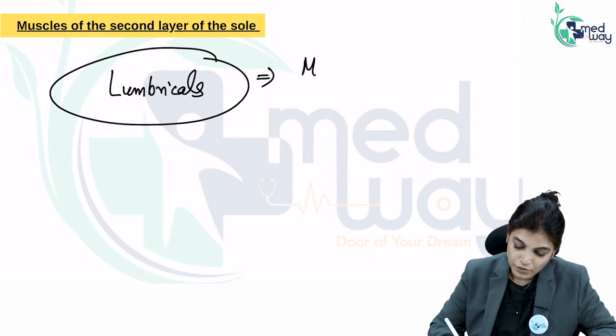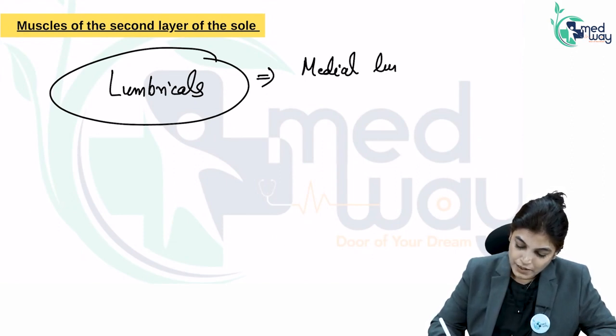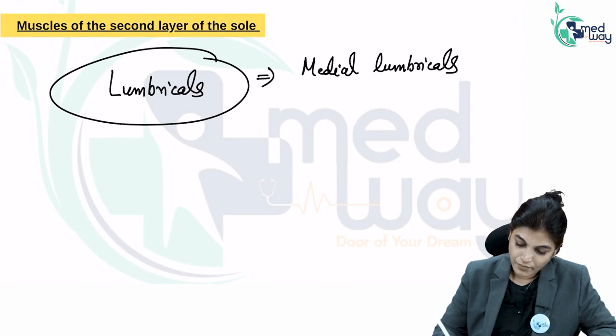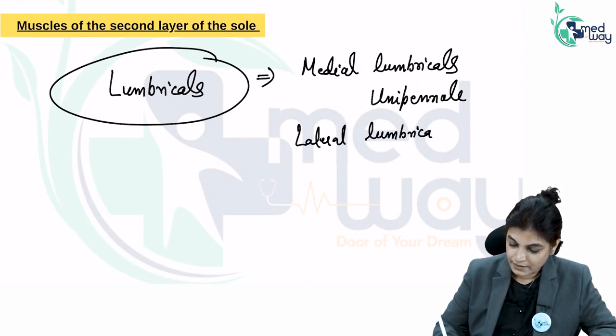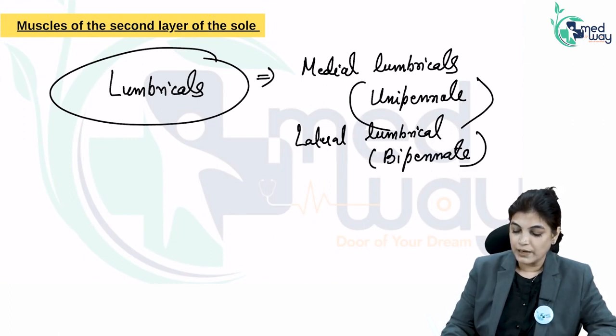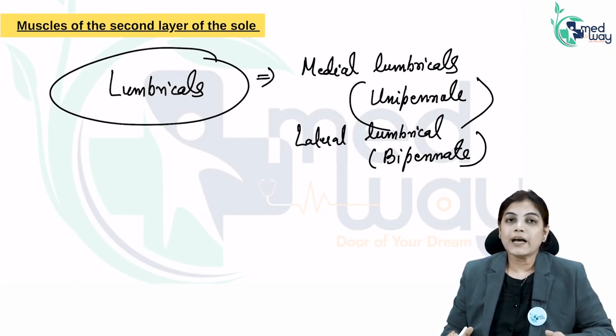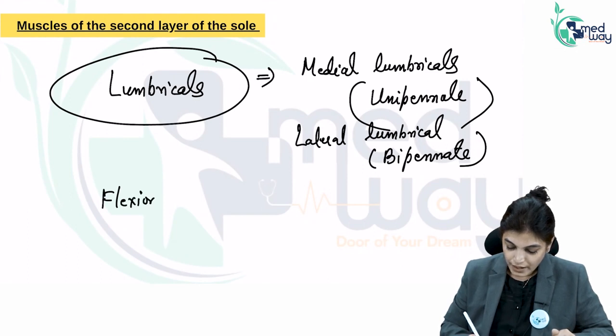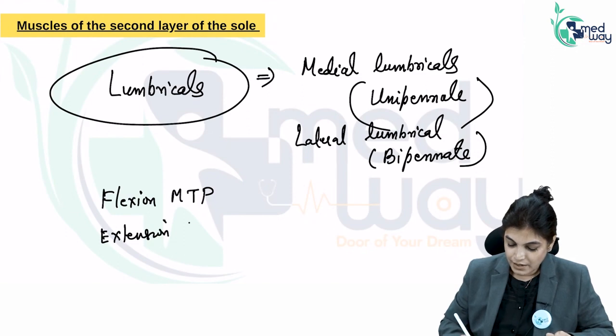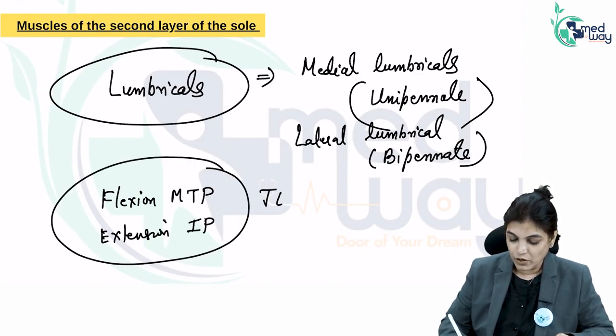the medial lumbricals are unipinnate and the lateral lumbricals will be bipinnate. Actually they are just similar to the muscles of the upper limb. The action of the lumbrical muscles is flexion at the metatarsophalangeal joint and extension at the interphalangeal joint. So this action will also be similar.